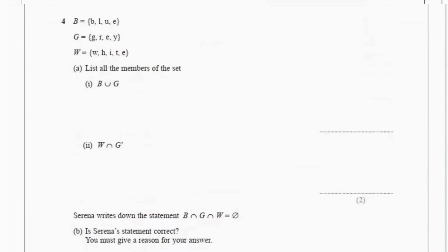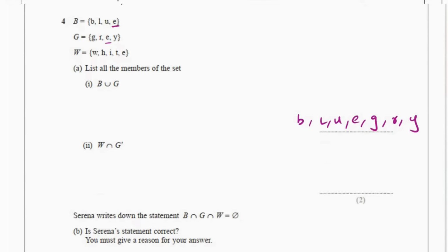Then I've included the other type of questions as well in case they give a slightly easier one. So we have three sets, B, G, and W. B has the elements B, L, U, E. G has the elements G, R, E, Y. And W has the elements W, H, I, T, E. List all the members of the set B union G. So that's going to include everything that's in B and G. So B, L, U, E, G, R, Y. We write the common elements only once, not twice.